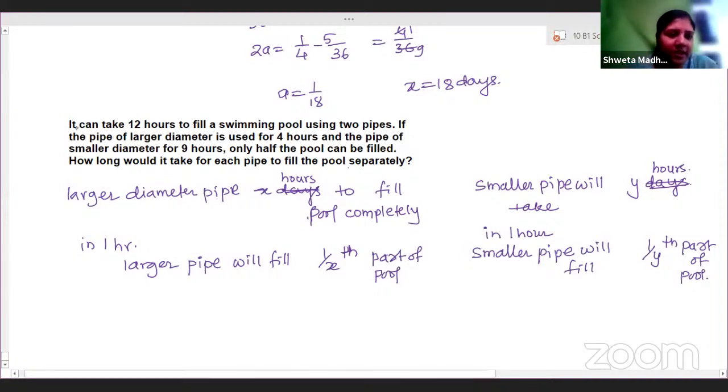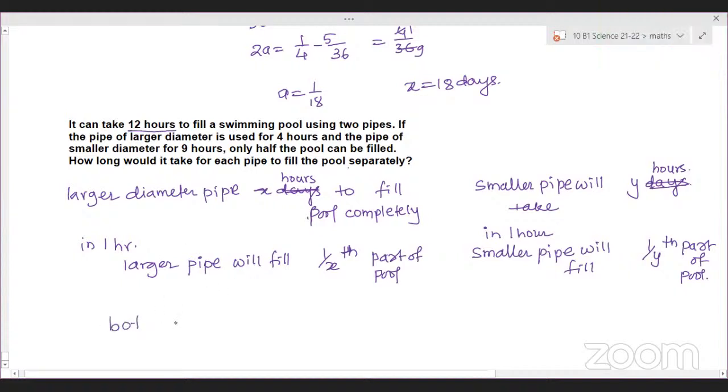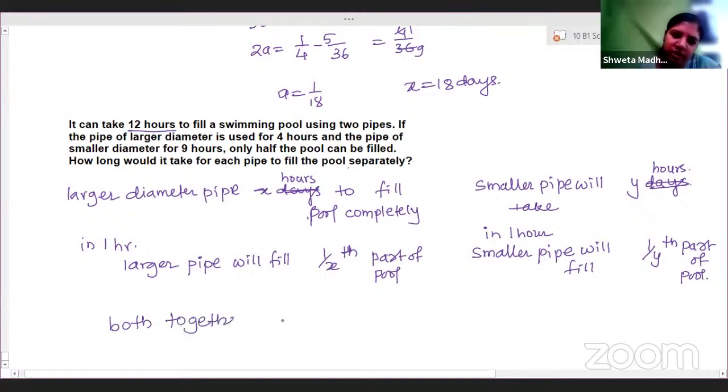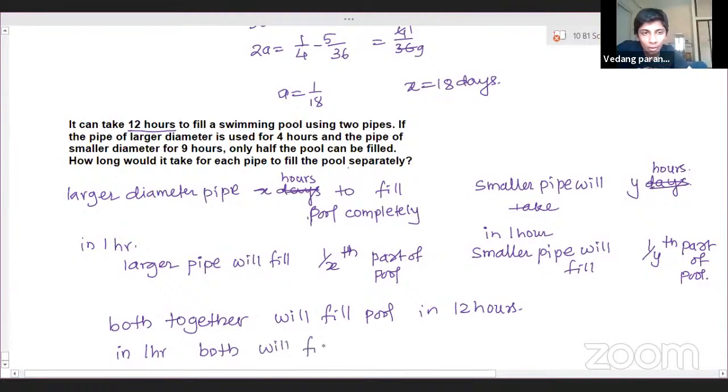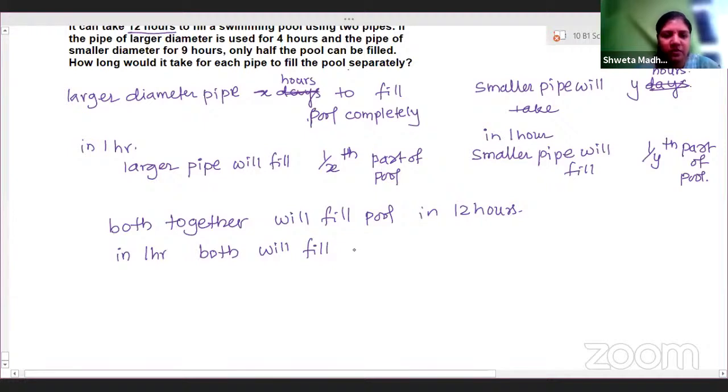Now, it takes 12 hours to fill the swimming pool using 2 pipes. So the total time taken by both of them is 12 hours. So in 1 hour, how much part of the pool will both of them complete? 1 by X plus 1 by Y is 1 by 12. Both together will fill the pool in 12 hours totally. Ma'am, does it mean that both are on for all 12 hours? Yes, for 12 hours. So in 1 hour, the part of the pool filled by both is 1 by 12.